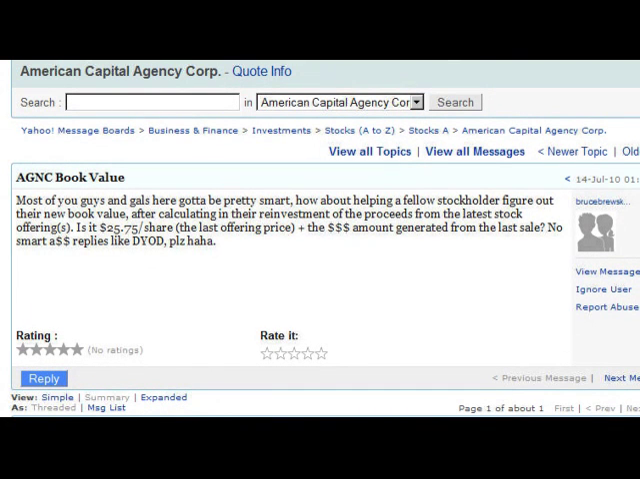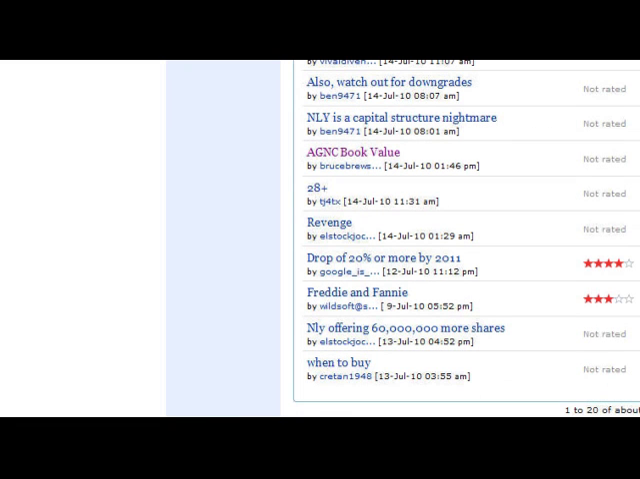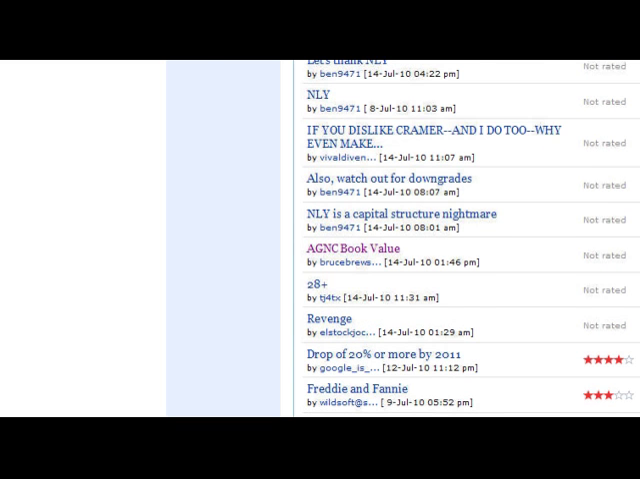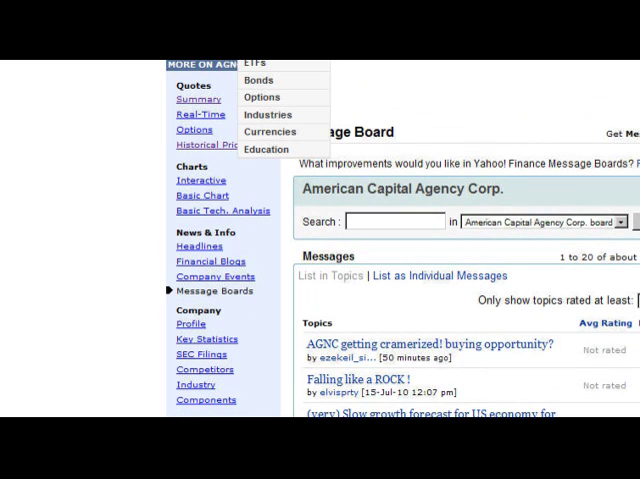AGNC book value, that kind of interests me. This guy says that the book value of the stock is $25.75, which I don't know that it's true or not. But if so, that means that this stock is trading at a premium. That means the market has emotion and likes the stock better than it's actually worth. Drop of 20% or more by 2011. Freddie and Fannie. And you go through here and you just get a falling like a rock. You just kind of get a general sentiment of the board.